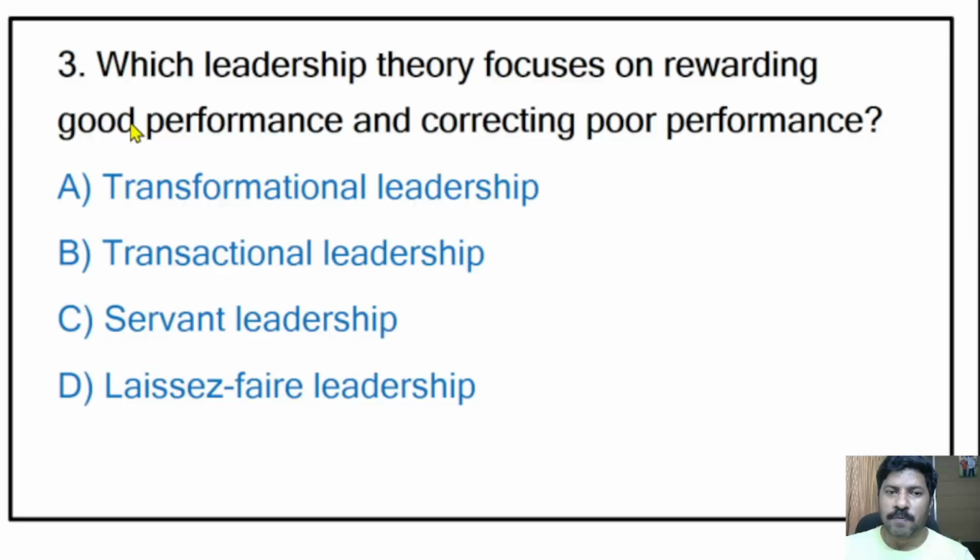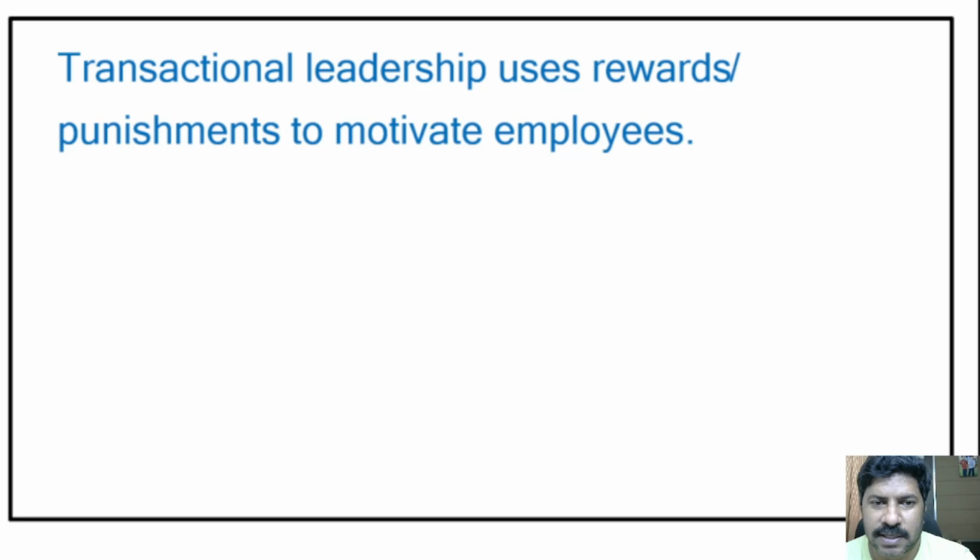Next question. Which leadership theory focuses on rewarding good performance and correcting poor performance? Transformational leadership, transactional leadership, servant leadership, laissez-faire leadership. So the correct answer is transactional leadership. In transactional leadership, there will be a reward for good performance. If any mistake happens, there will be corrections or punishment.